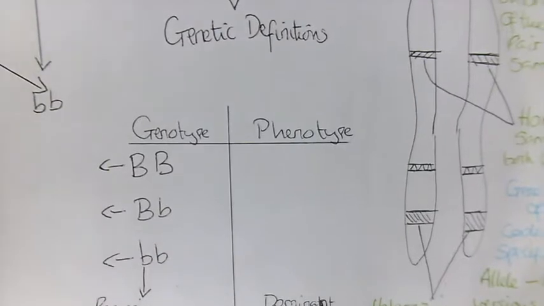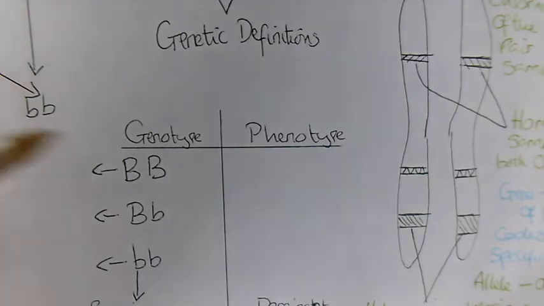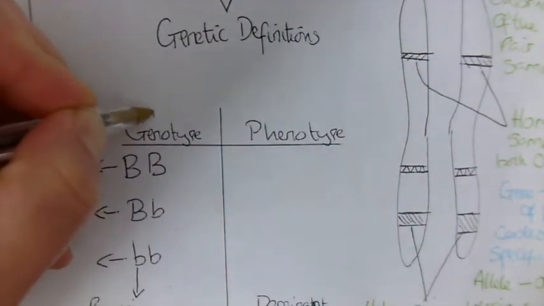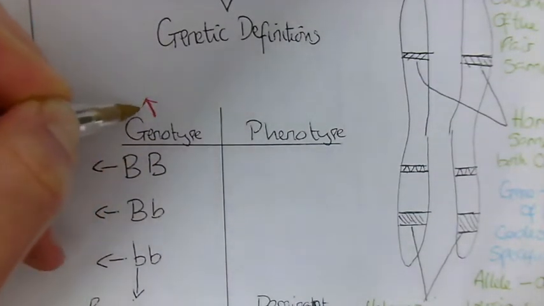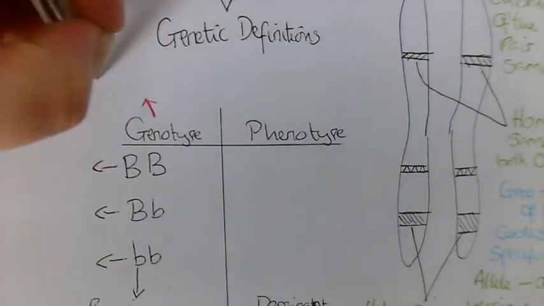It's now important to understand the different genetic definitions. Here I've got genotype. I have spoken about this before, but this is the genetic code of the individual.